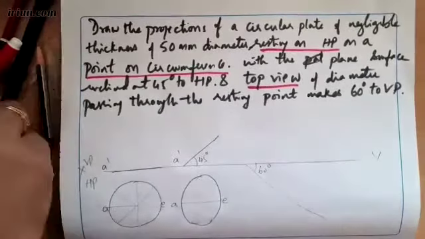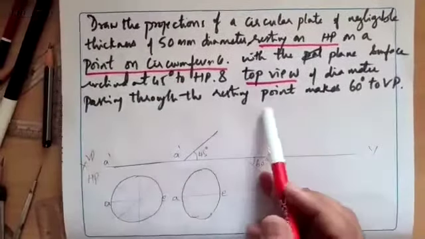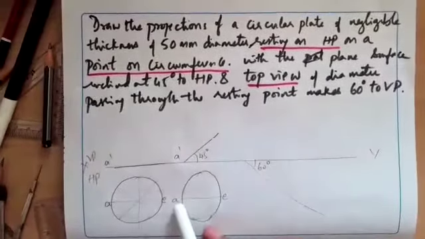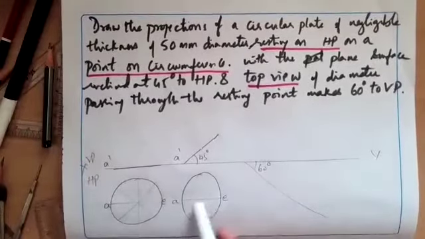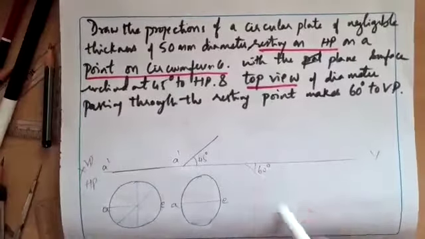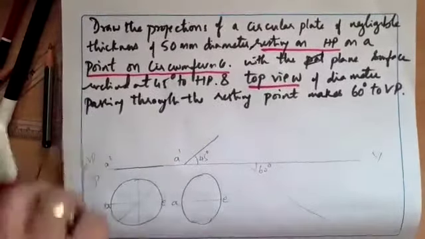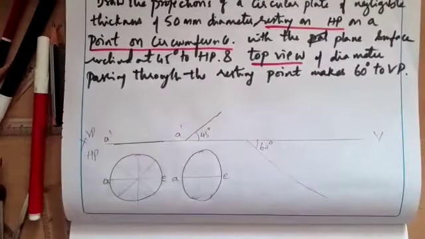Here directly it is given that the top view of diameter passing through the resting point, that is AE. It is resting on A, means the diameter resting is AE. Then this diameter makes an angle of 60 degree to VP. So do you need to solve with beta angle or not? That is the question. So think about it and try to answer.